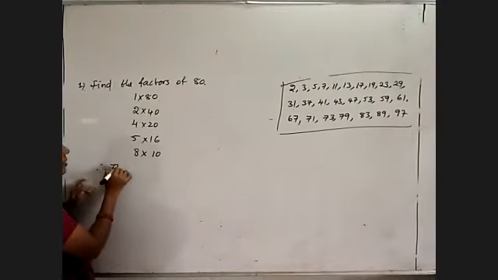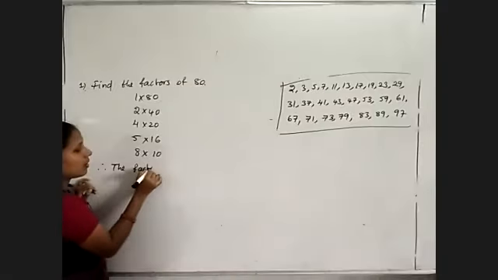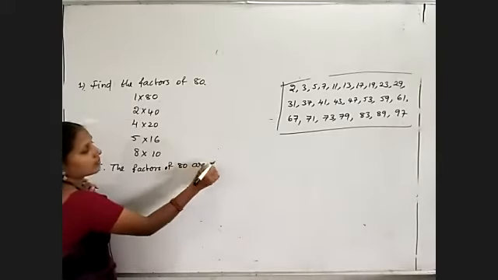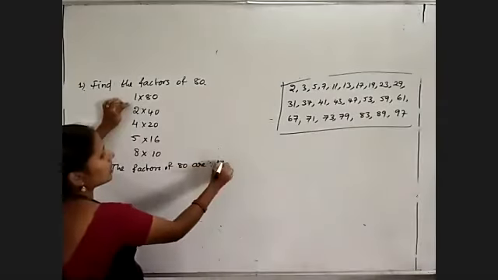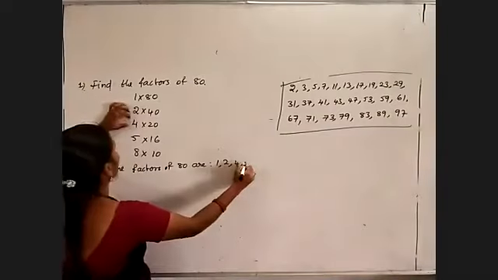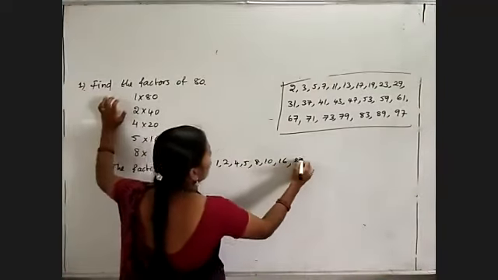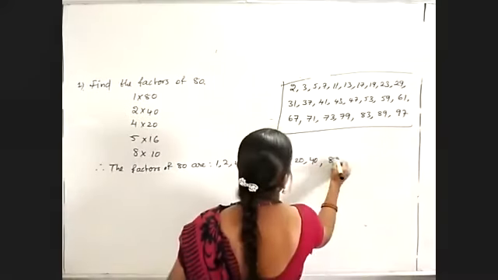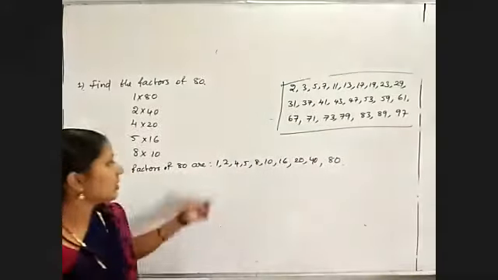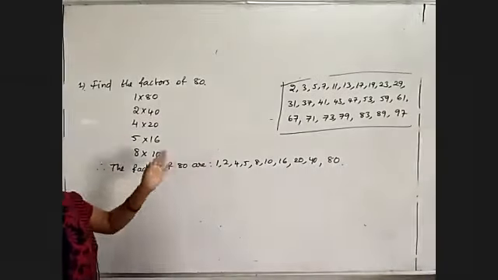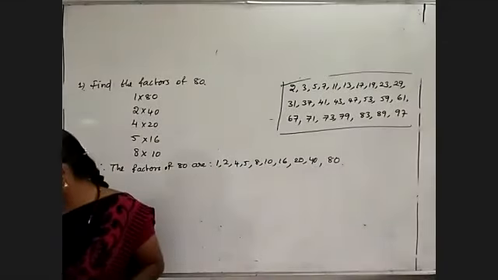Therefore, the factors of 80 are 1, 2, 4, 5, 8, 10, 16, 20, 40 and 80. That's all. These are the factors of 80. Like this we can write them in the easiest way. And coming to the next question.